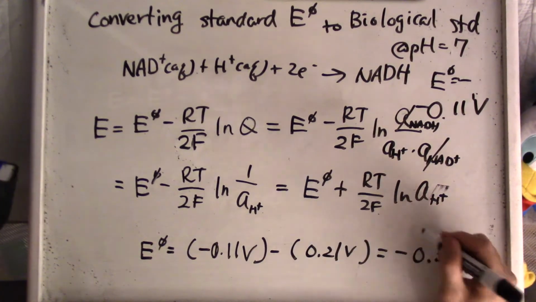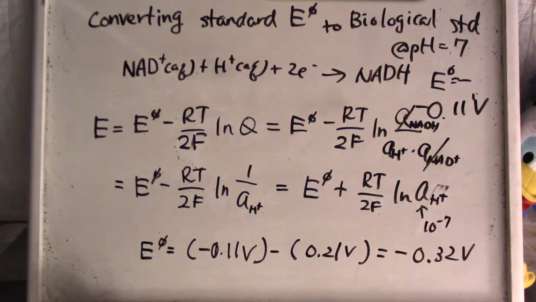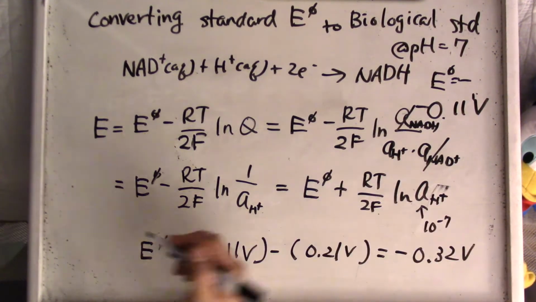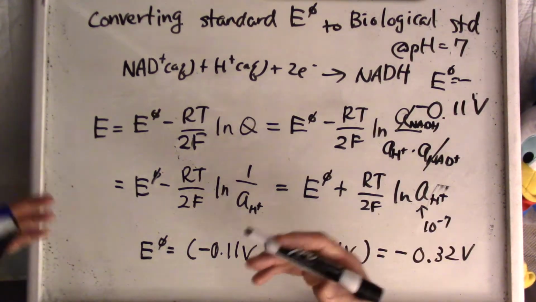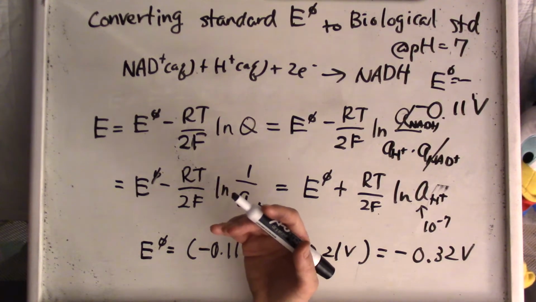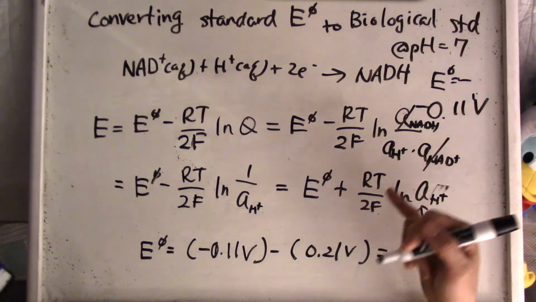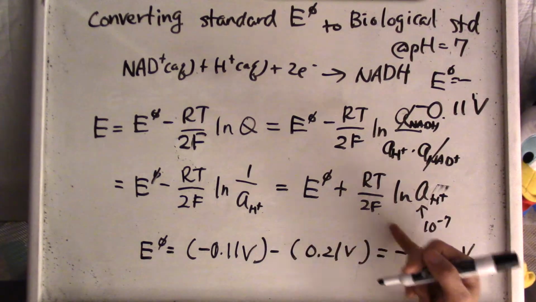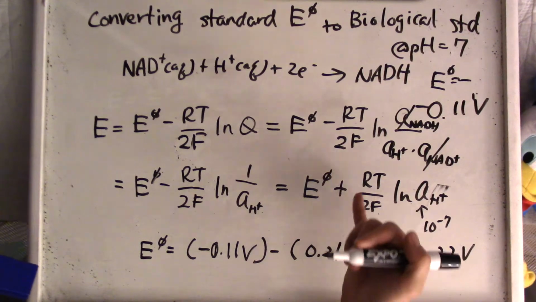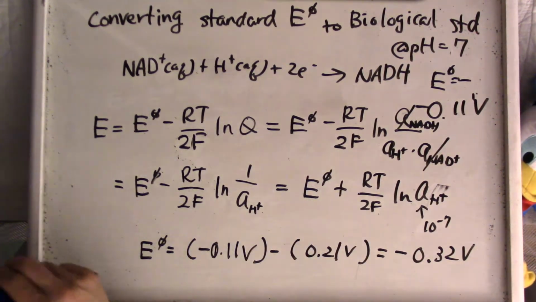So again, this is based on 10 to the minus 7th, all right? So keep that in mind. And then you can just plug that in. All of these are constant at 37 degrees, right? So in this case, 37 degrees, or could be 25. But anyways, I don't remember how I did this. But either way, it's 10 to the minus 7th, right? And then these are constants, and then R is constant. So at the end, you get minus 0.32 volts. Kind of cool, right?